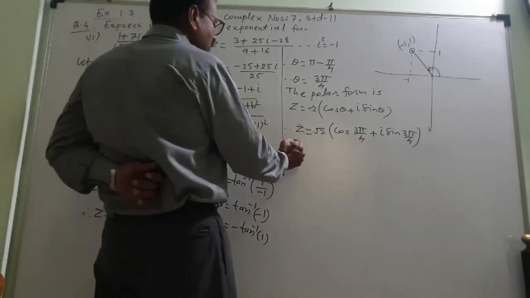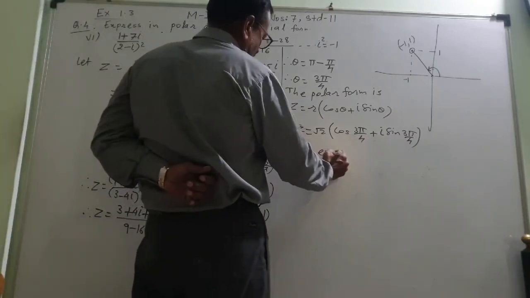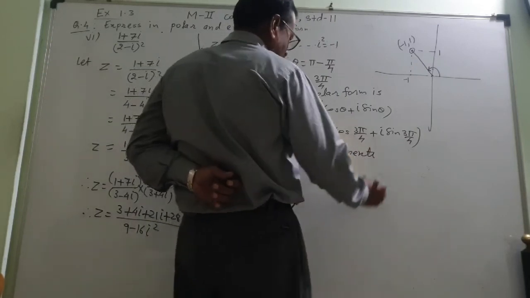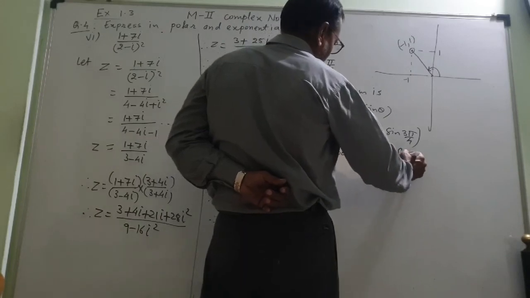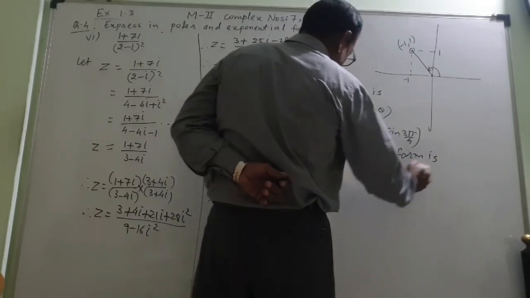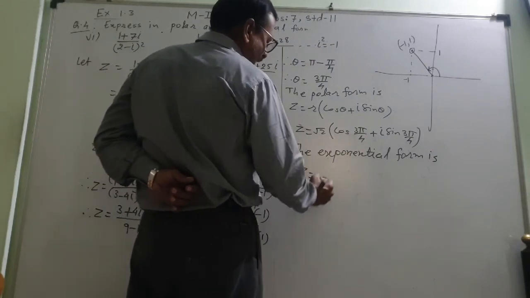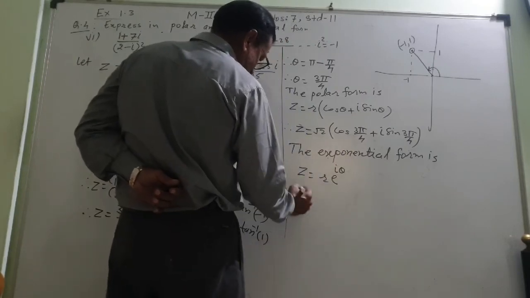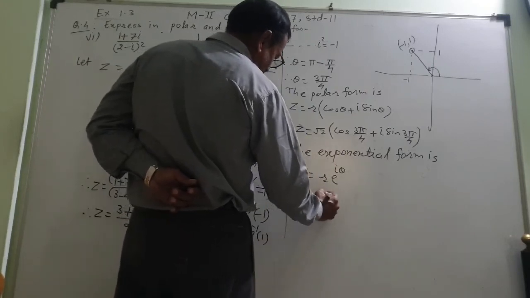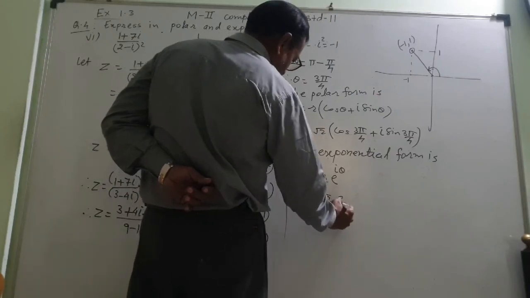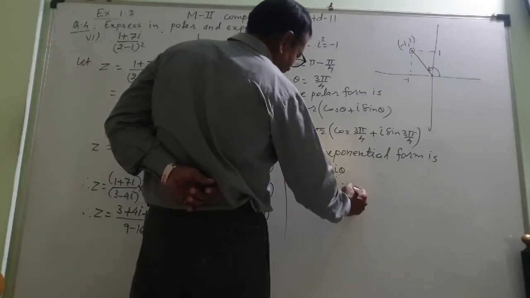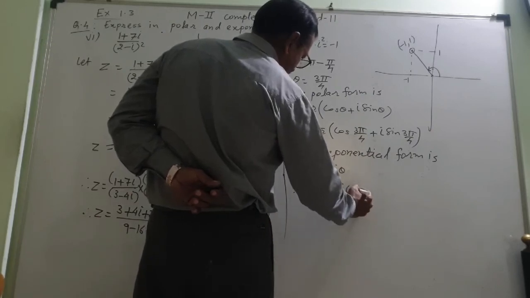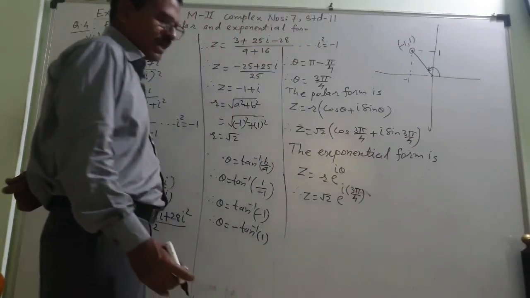Exponential form. The exponential form is Z is equal to r into e raised to i theta. Therefore, Z is equal to r is root 2 into e raised to i, and theta is 3 pi by 4. 3 pi by 4. This is the exponential form.